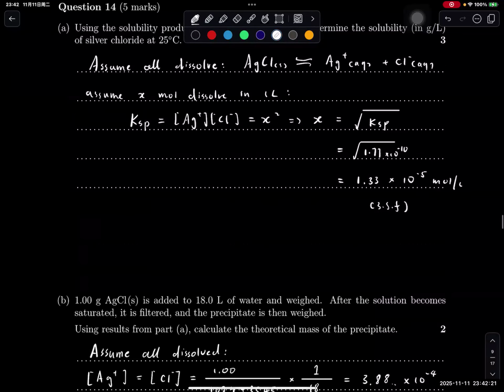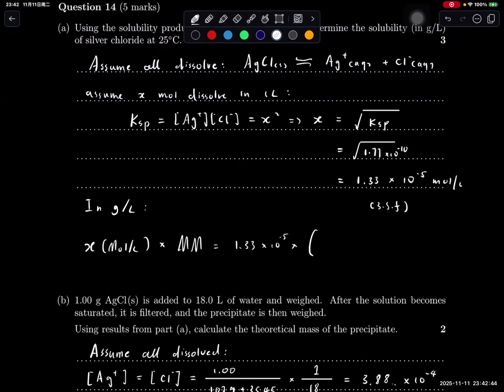So again, the concentration in grams per liter. What we're supposed to do is we use x in terms of moles per liter, and then we multiply that with the molar mass. So that equals 1.33 times 10 to the power of negative 5 times the molar mass. Molar mass for silver chloride.